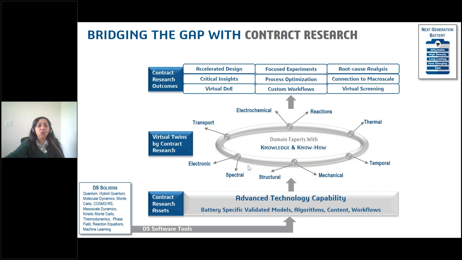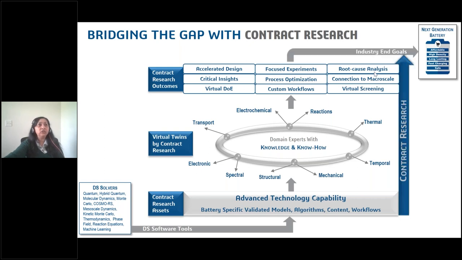So, end goal oriented, outcome-based contract research. It's very, very focused on the end goal for our customers. It nicely bridges the gap between the tools to get to the transformational results. That is the next generation battery. In addition to the knowledge and know-how that this bridge provides, it also allows us to accelerate the time by almost 50% or more to get to the next generation product. In this case, it's a battery.